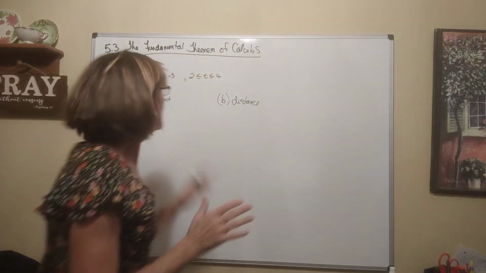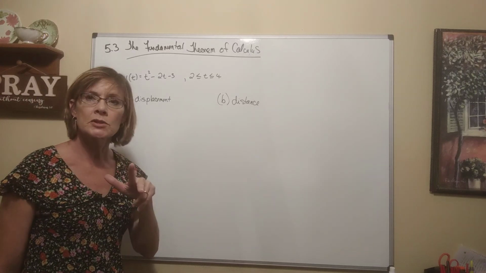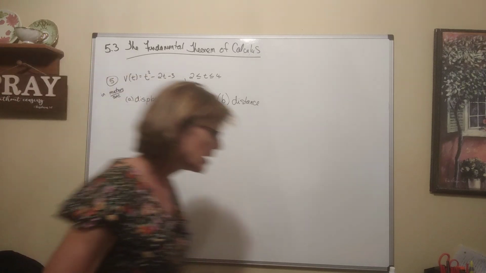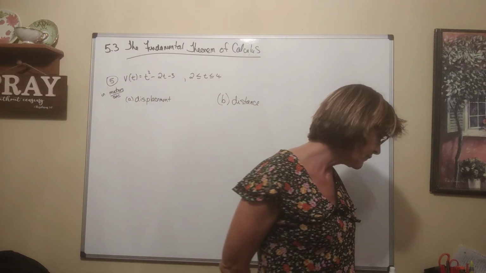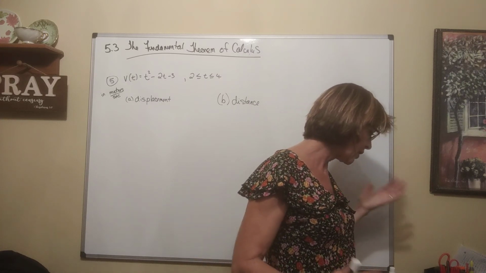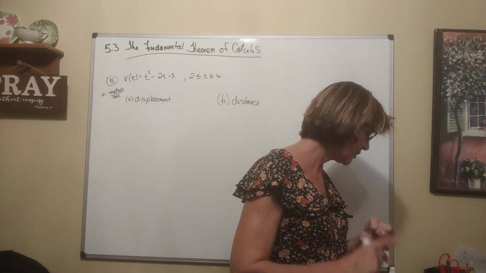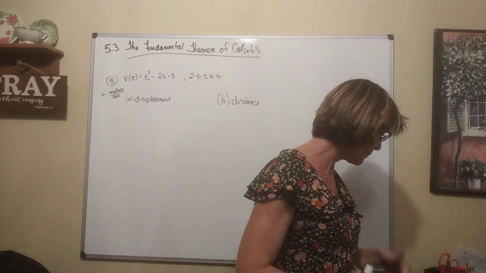Okay, the last part of the fundamental theorem of calculus, 5.3, we just have two problems to do. In number 5, it tells us that the velocity function v of t in meters per second is given for a particle moving along a line. Find A, the displacement, and B, the distance traveled by the particle during the given time interval.